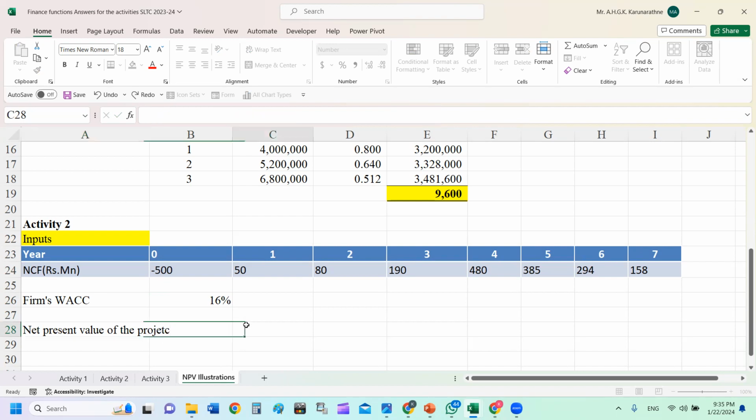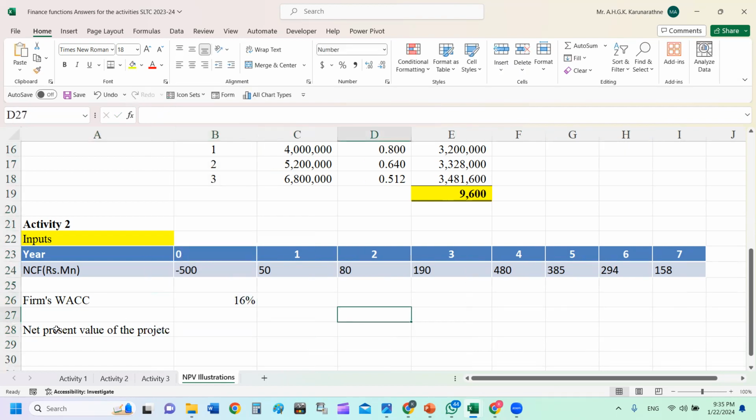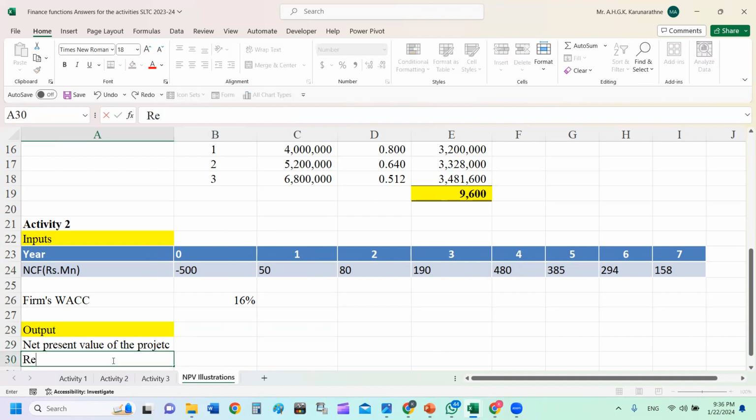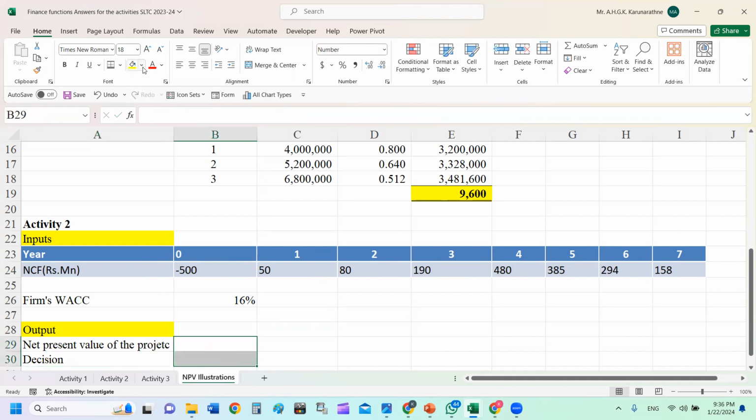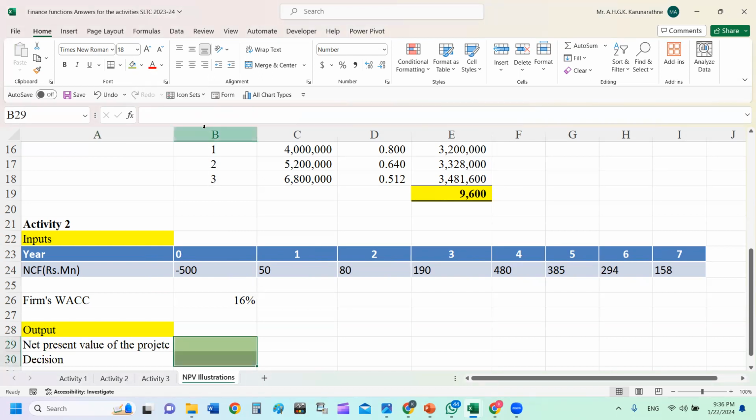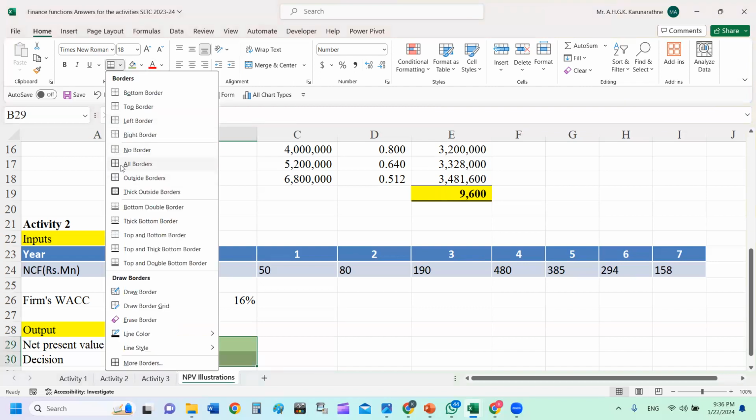That's our output. The spelling mistake, I am not going to rectify. Our output is that we need to compute the net present value of the project and give a recommendation, or decision. So you need to find out what the NPV is and give the recommendation.